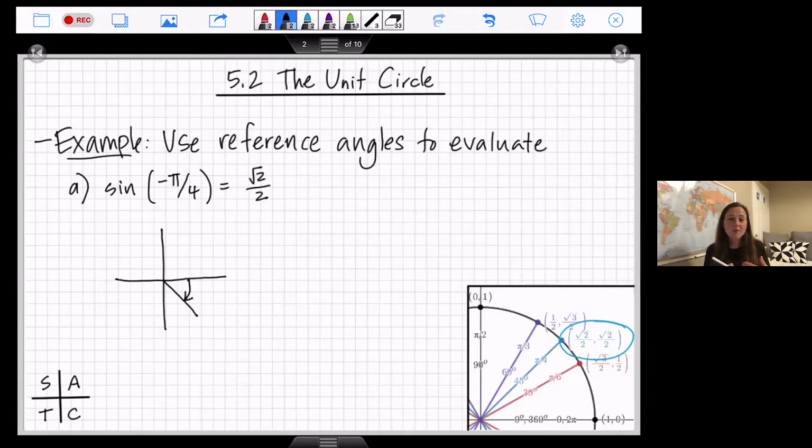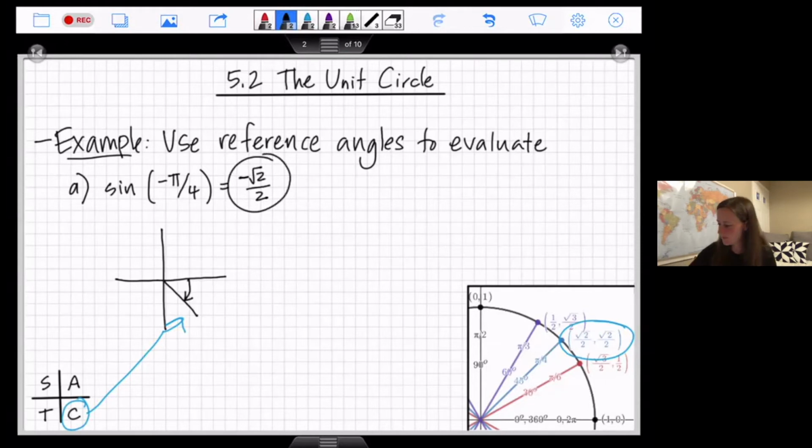That means, because that's its reference angle, I'm going to be using that terminal point to evaluate the sine. Let's see. Sine is equal to the y coordinate, root 2 over 2. All right, but negative pi over 4 is actually down in the fourth quadrant, right? So that's down here, where it says that only cosine is positive. All right, so that means that sine must be negative down here in the fourth quadrant. So I'm going to put a negative sign on my answer. Negative root 2 over 2.